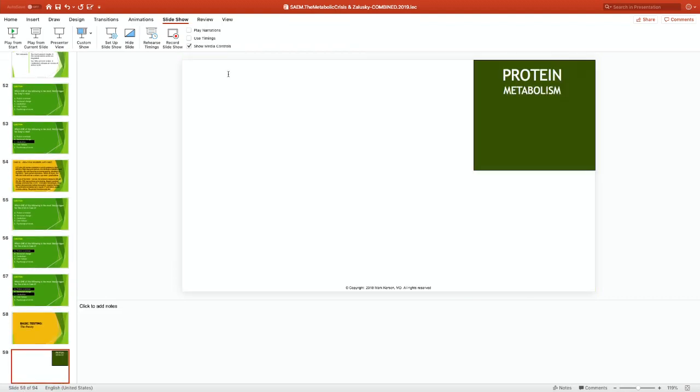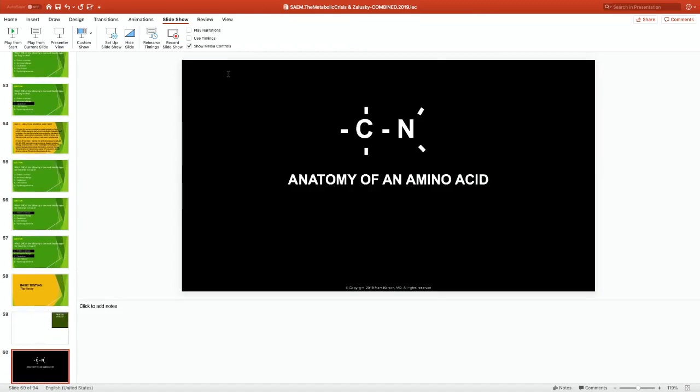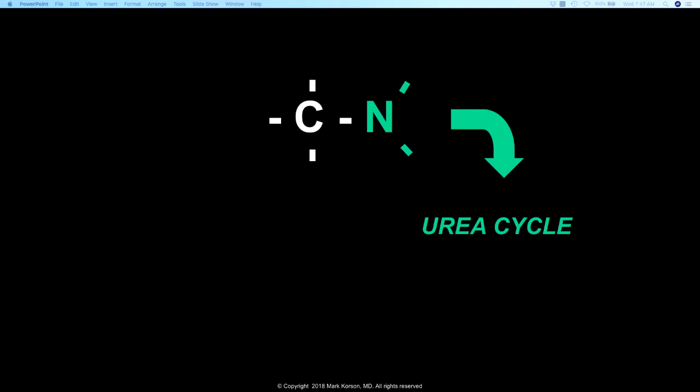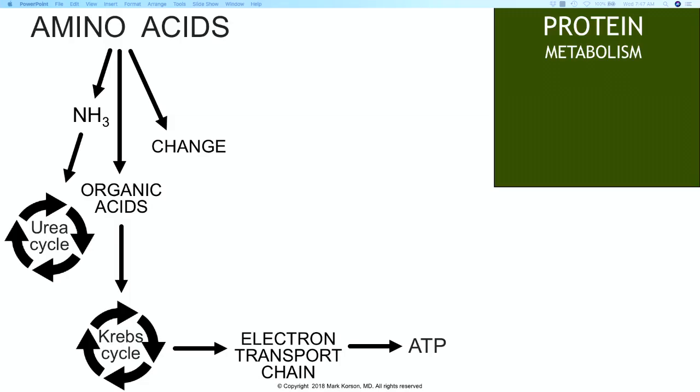So the basic theory behind testing during a metabolic crisis, if you look at protein metabolism, specifically the anatomy of an amino acid, when that's broken down, the nitrogen goes to the urea cycle. What's left is an organic acid. So amino acids get broken down into the ammonia component or the organic acid component, or sometimes amino acids can be changed into other things.